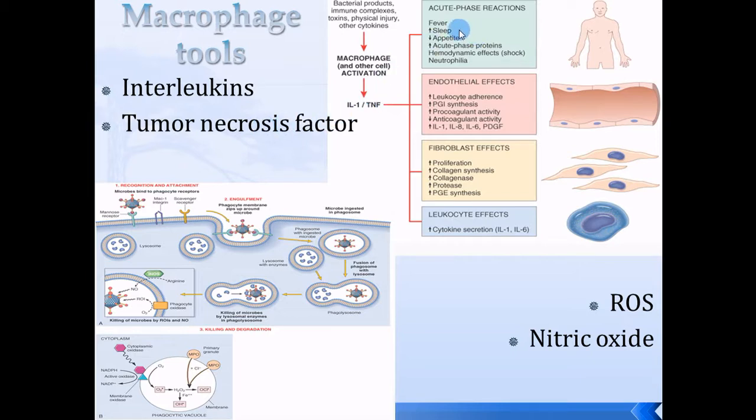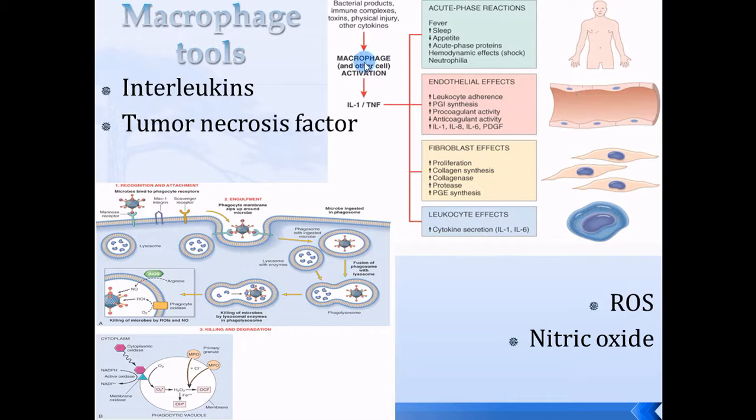Here you can see the general effects of some of the interleukins and tumor necrosis factors. So acute phase reactions, causing fever, making you want to sleep more, decreasing your appetite. So all those symptoms you have when you have an early infection. They stimulate neutrophilia, which remember is increasing the number of neutrophils in your blood. So endothelial effects, the effects on the blood vessel. You can see that it allows white blood cells to stick a little bit more.